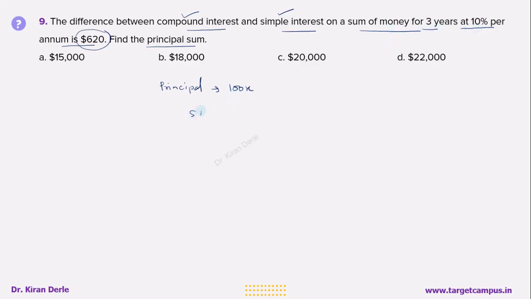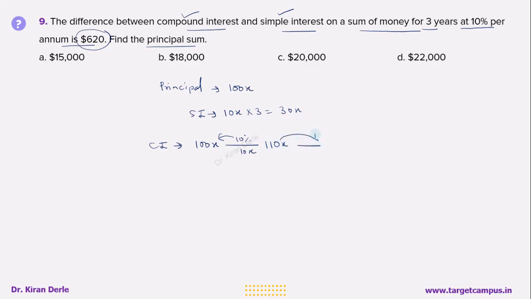The simple interest will be, we know, 10% of this is 10x. For 1 year it will be 10x, and for 3 years it will be 30x. That's it. Simple interest will be 30x. Fine. What will be the compound interest? I have already told you the process to calculate compound interest. 100x is the original principal. For the first year, 10% will be calculated on this value. So 10x is the CI, or compound interest. So your amount will become 110x after the first year.